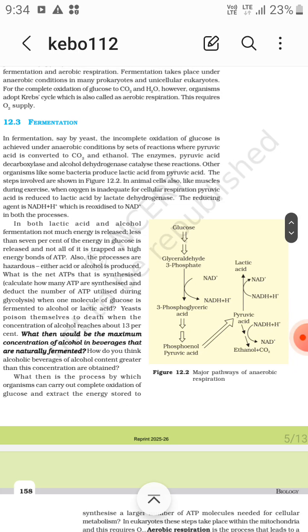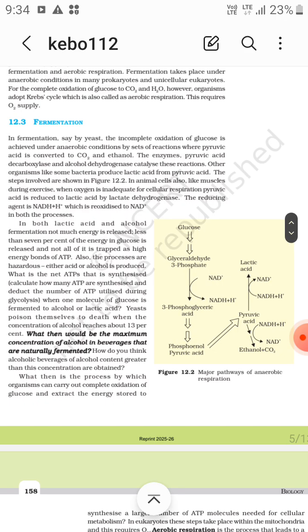The enzymes are pyruvic acid decarboxylase, because CO2 is released, and alcohol dehydrogenase, because it gets converted into aldehyde and then ethanol. So alcohol dehydrogenase catalyzes this reaction. In yeast fermentation, pyruvic acid is converted to CO2 and ethanol, with pyruvic acid decarboxylase releasing CO2 and then alcohol dehydrogenase forming ethanol.